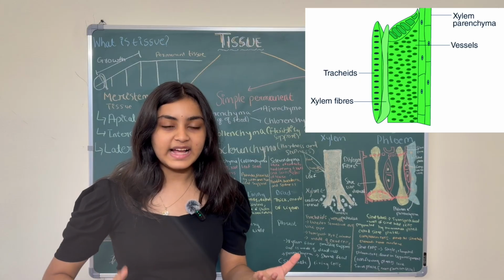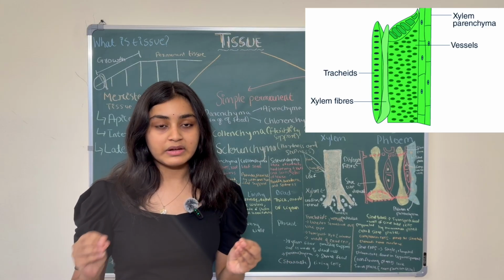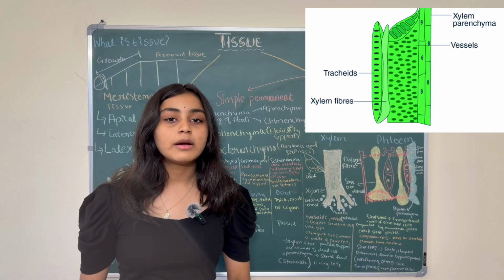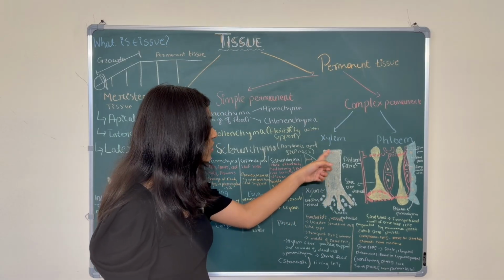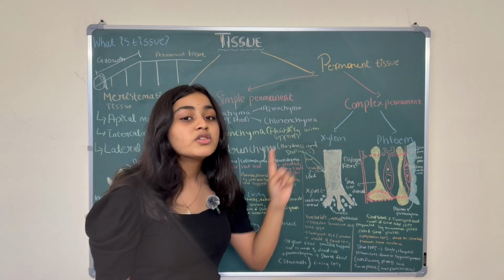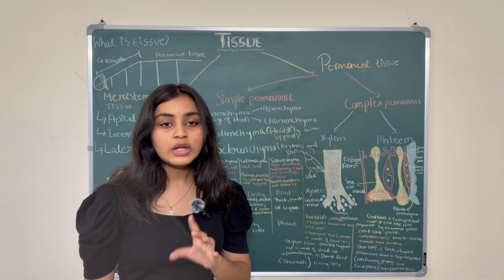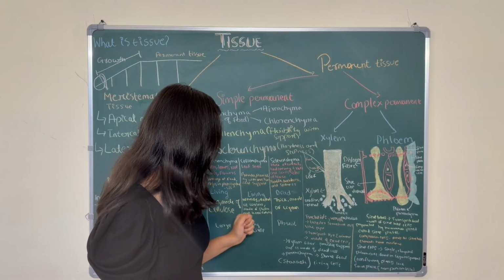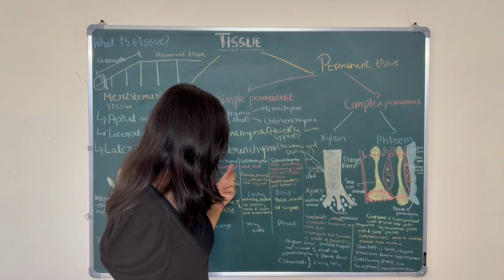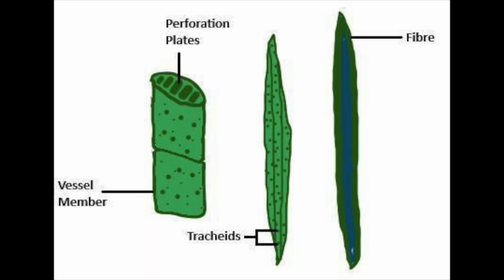The main role of xylem is to transport water and minerals to all the parts of the plant from the roots. So, from the roots, it is transporting all the water to all the parts of the plant. So, it is only unidirectional. Unidirectional meaning only in one direction. So, the next thing is our xylem fiber. It provides support and it is made up of dead cells.